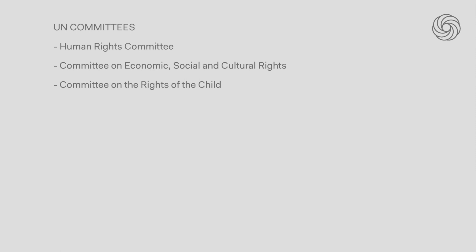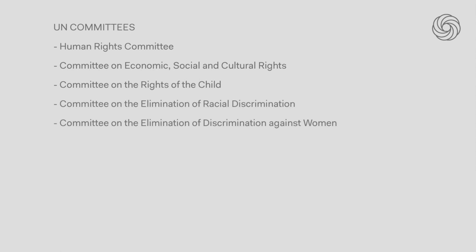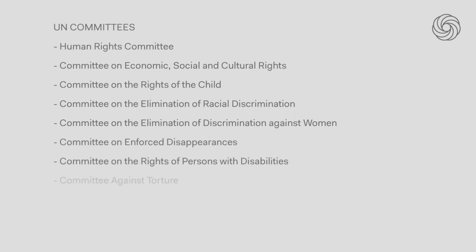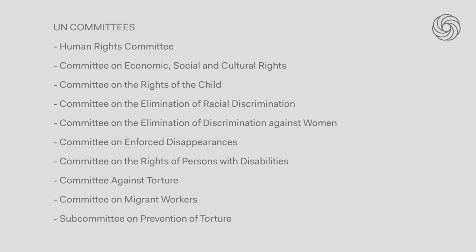The Human Rights Committee, the Committee on Economic, Social and Cultural Rights, and many other committees, the Committee on the Rights of the Child, on racial discrimination, discrimination against women, enforced disappearances, the rights of persons with disabilities. Those are all monitoring bodies based on special treaties of the United Nations codifying human rights.